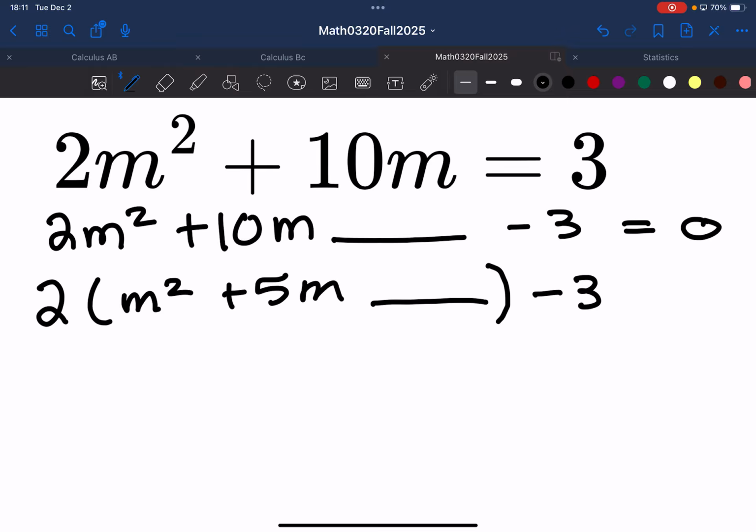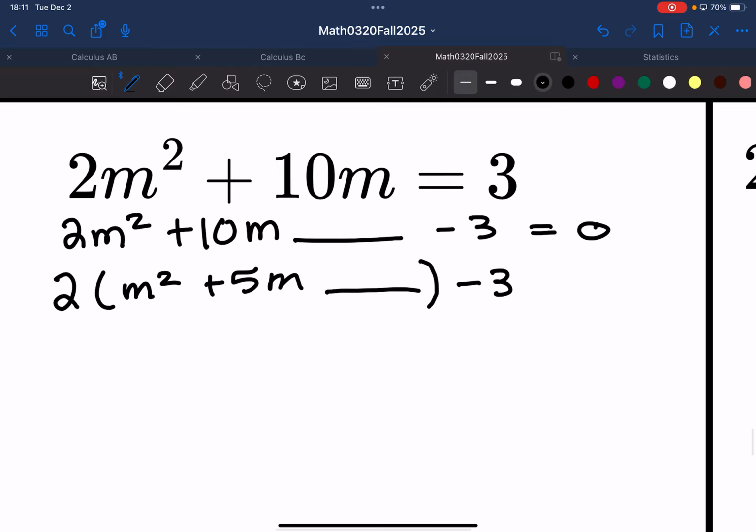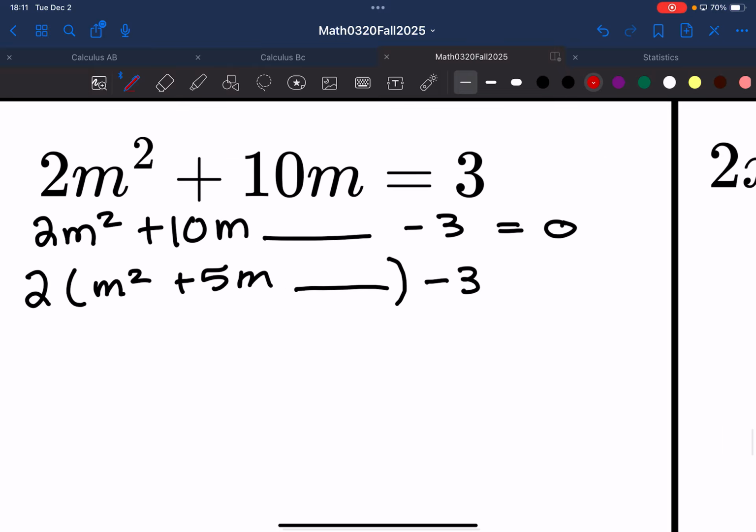Okay, so now what is my b value? 5m, right? That 5. So I'm going to do half of 5 and then square that value. So I'm going to end up with a fraction. So let me do this off to the side here. I have 5 divided by 2 squared. We can't simplify that without getting a decimal. So I'm just going to square the numerator and square the denominator. And so I get what? 25 over 4.